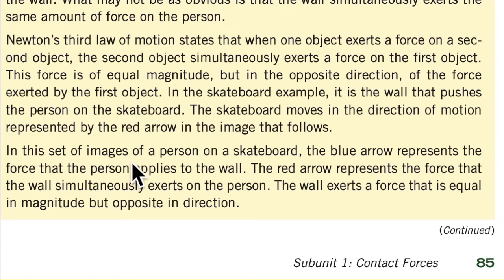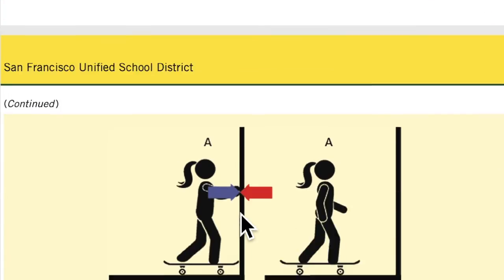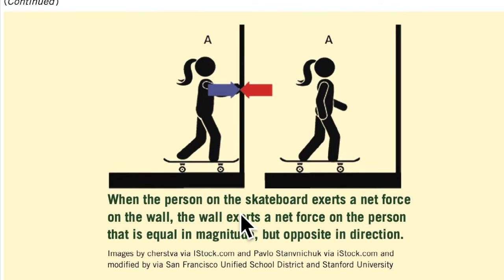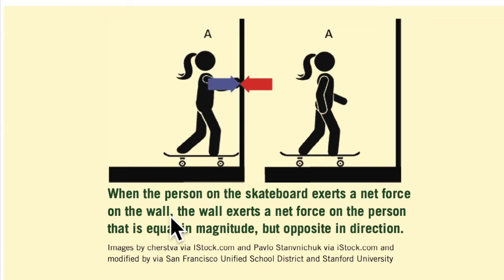In this set of images of a person on a skateboard, the blue arrow represents the force that the person applies to the wall. The red arrow represents the force that the wall simultaneously exerts on the person. The wall exerts a force that is equal in magnitude but opposite in direction. When the person on the skateboard exerts a net force on the wall, the wall exerts a net force on the person that is equal in magnitude but opposite in direction.